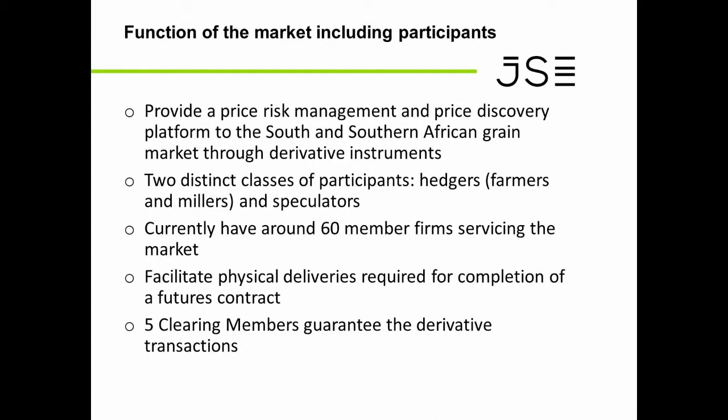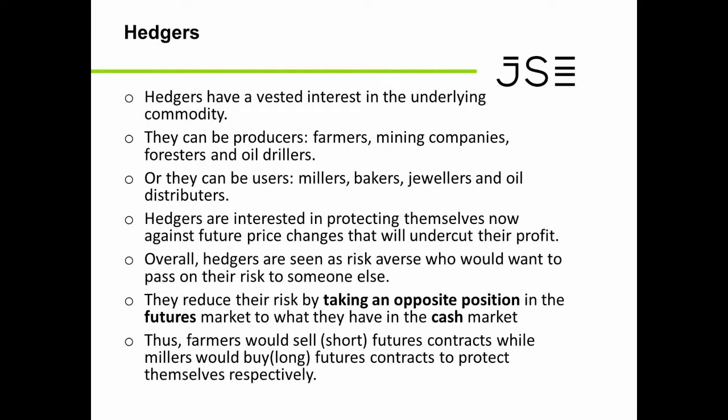They reduce their risk by taking an opposite position in the futures market to what they have in the cash market. That's a very bold statement. That's why I highlighted that, and I will challenge you as we go through the slides. Remember what we said about a farmer. In the cash market, a farmer is naturally long. So if he wants to hedge himself, he has to take a short position, which is the opposite position in the futures market to his position in the cash market. So just bear that in mind.